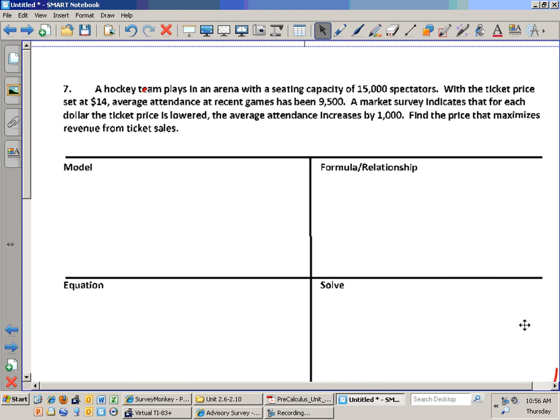Okay, class, we pick up with, let's see, we are in unit 2.7. We're right towards the end here. We're going to do two problems, and you're going to have a significant amount of work time, okay?